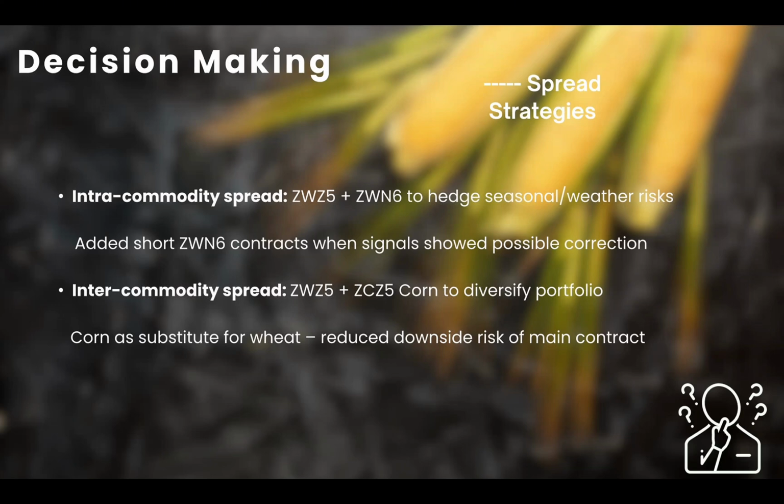And we also made an inter-commodity spread between ZWZ5 and corn futures, and corn is also a substitute for wheat. So when wheat falls, corn could help reduce our losses. This spread approach made the portfolio more diversified.